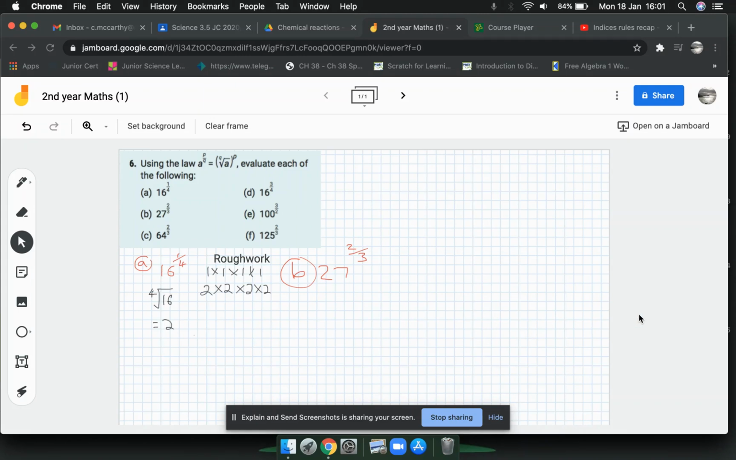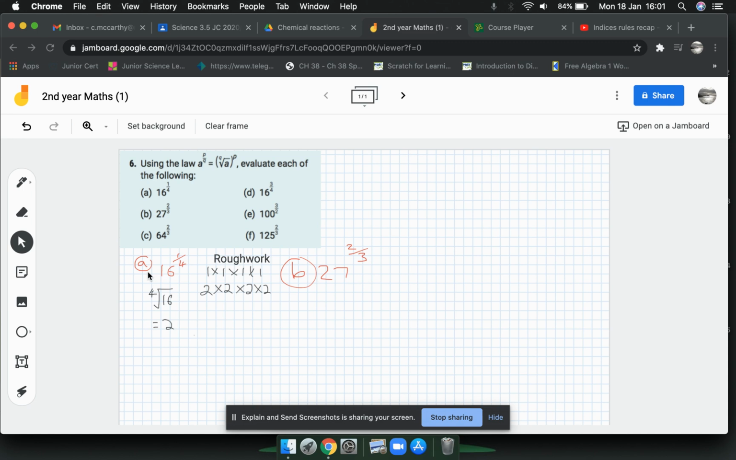Hi everyone. What I want to look at today is this area of indices where we're dealing with indices that are fractions. One of the questions you had to do for me for homework was this question here, 16 to the power of a quarter, and you were told to use the law to figure out the answer. The law sounds confusing, and that's because it's representing all the different numbers with letters. But when we break it down, it's actually very straightforward.